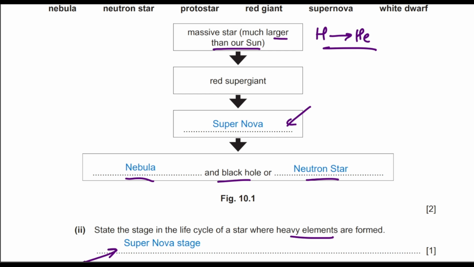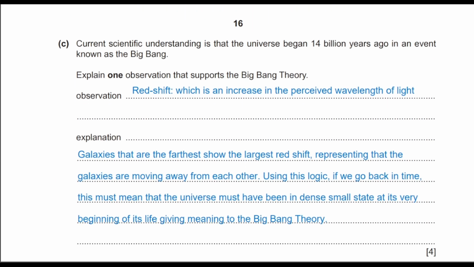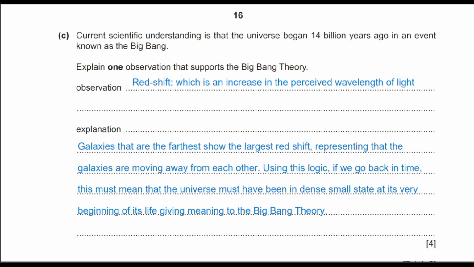Those elements actually come from the supernova stage, when it compresses and compresses more and more, causing more fusions. So helium combines together under high temperature and pressure to become other elements of the periodic table. Current scientific understanding is that the universe began its journey 14 billion years ago, 13.8 to be exact, but for the sake of example, 14, in an event known as the Big Bang. So explain one observation in which the theory is supported, right?